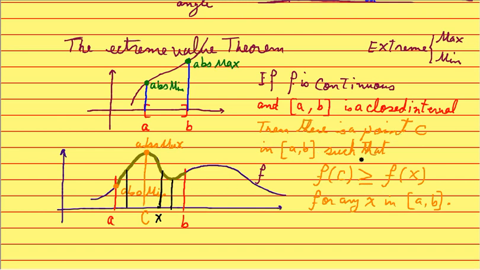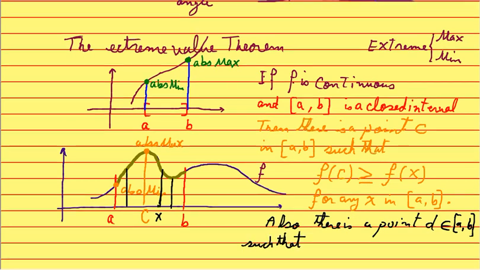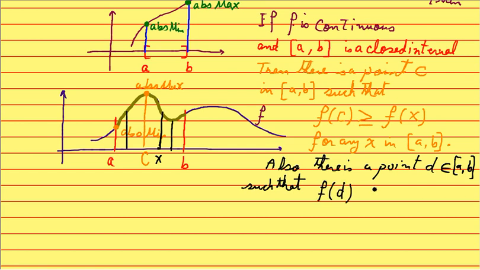Then there is a point C in AB such that f of C is larger than or equal to f of x for any x in A to B. Similarly, there is also another value D, again in the interval from A to B. That's how we write it, inside the interval from A to B. That's a notation they use to say something is inside an interval, such that f of D is going to be shorter than f of x anywhere else. So for example, our D, the lowest point, is going to be accidentally at this corner. That's where it's going to be.